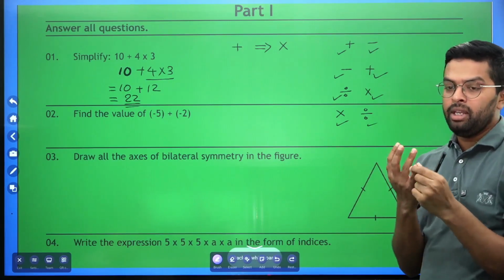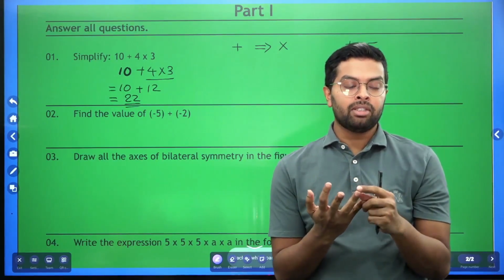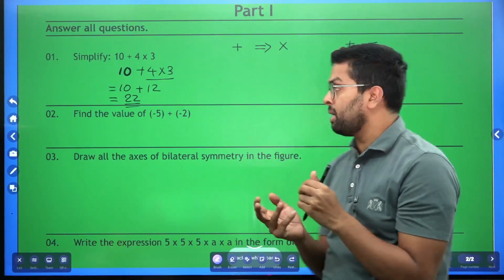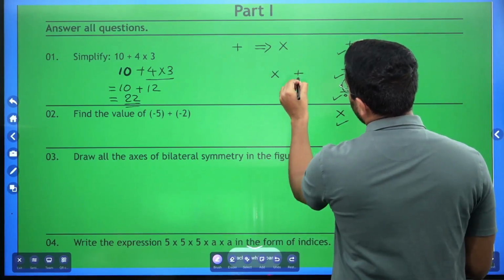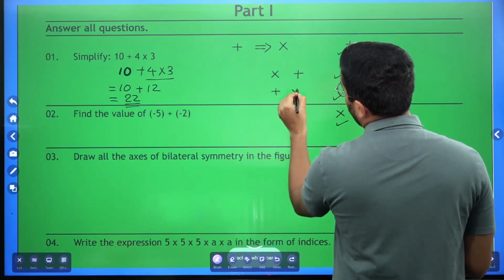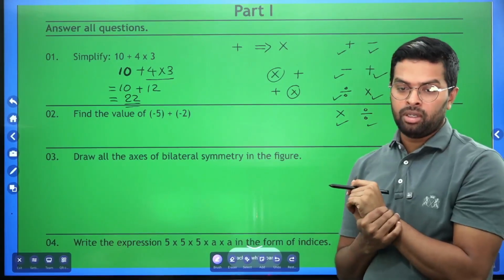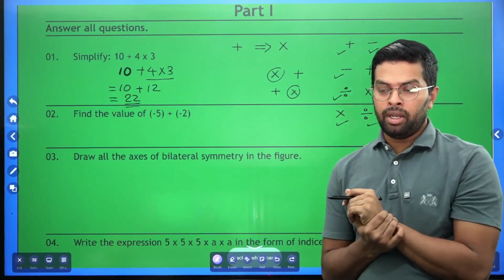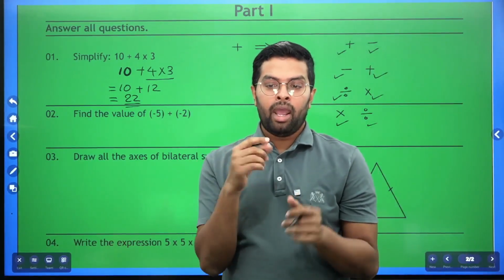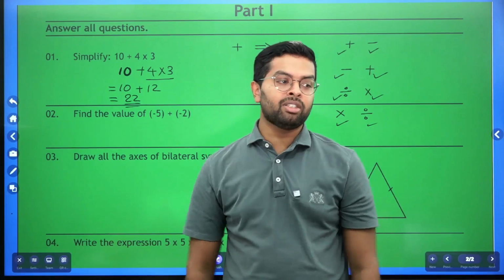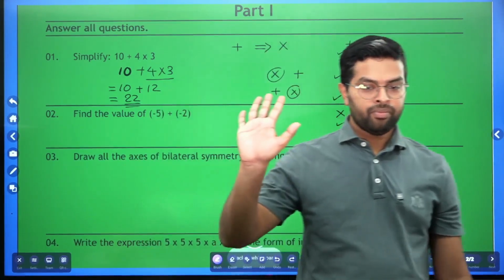So addition and subtraction have the same priority. Multiplication and division have the same priority. But when it comes to multiplication and addition, or addition and multiplication, you have to do the multiplication first. Agree? Clear enough? So division and multiplication is the first priority, and then addition and subtraction will be the second priority. Clear enough? Am I clear?